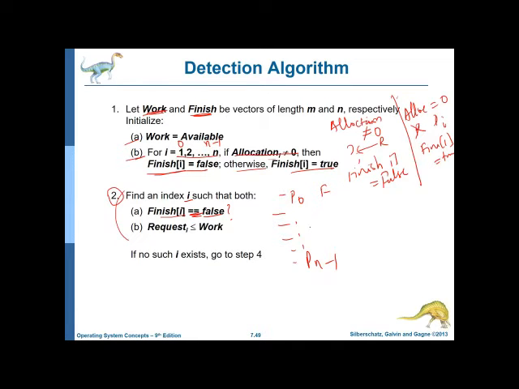Now, there are some processes in between that may have satisfied its request, then its finish becomes true. Okay, so that is what we have written here. When does it become true? When allocation is equal to 0. So in some cases it may be true, in some cases it may be false. So we have to find the index I such that finish of I is equal to false. Now the next thing is request of I is less than equal to work.